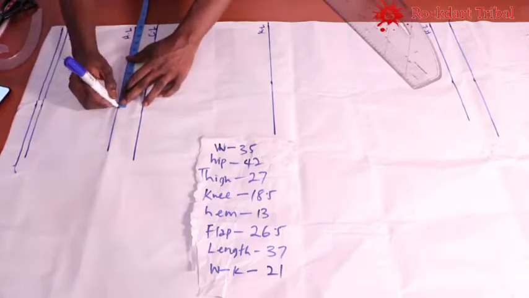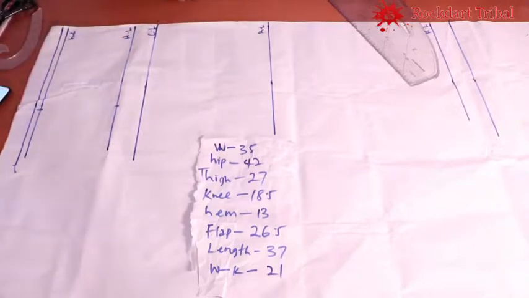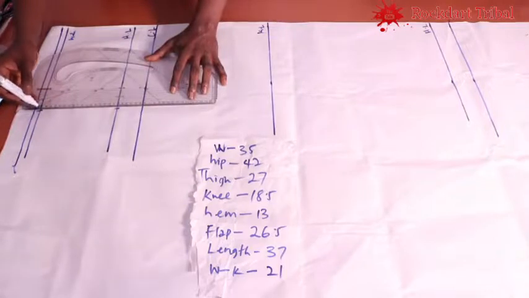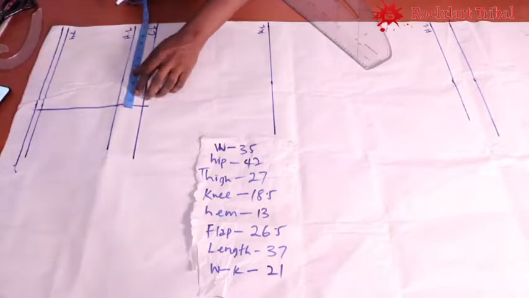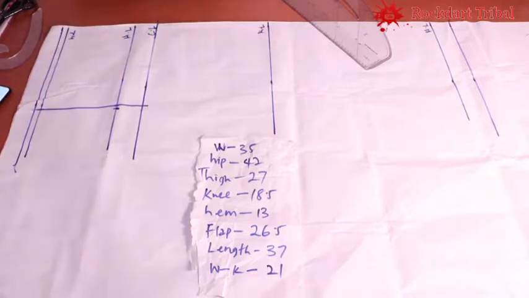So that same measurement, I'll take it up to the waistline just to have a straight line. I'll connect that line from my waistline down to my crotch line. So on my hip line, I'll go out by 0.25. That will be my ease allowance.